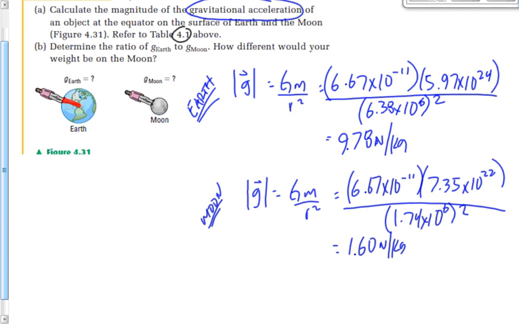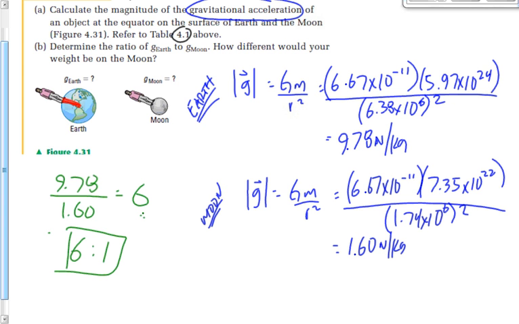What we want to do when we want to find a ratio or compare is divide. Remember that. Ratio, compare, divide. 3 words that mean the same thing. Just like I divided 34 by 17 to get the ratio of my age to Matt's age, I want to divide 9.78 by 1.60 to get the ratio of the field caused by the Earth to the field caused by the Moon. We end up getting 6, by the way. If the ratio of our ages is 2 to 1, Matt, then the ratio of the fields is 6 to 1. Is that okay?